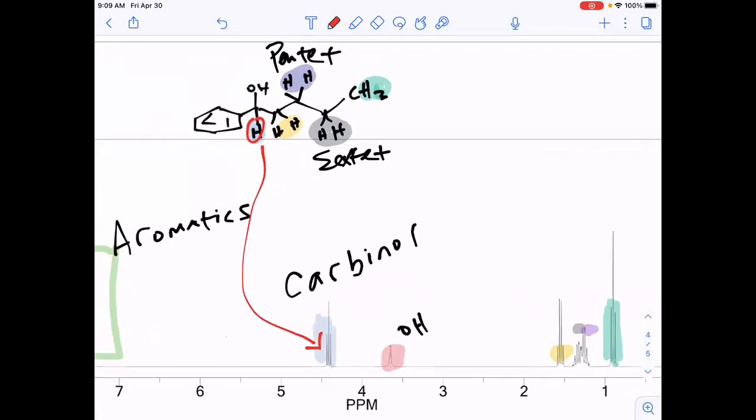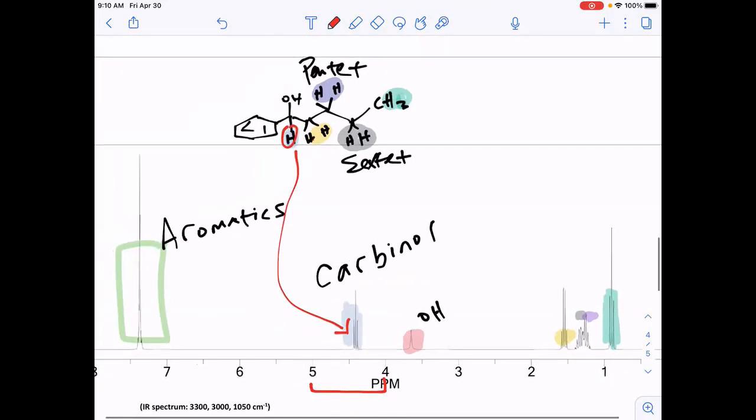And if you notice where it is, it's between 4 and 5. So that's common. That type of proton that's adjacent to an OH group like that is always going to show up in that range between 4 and 5. The aromatics, which are down here, are always going to be in the same range, somewhere between 7 and 8.5. So if you know those ranges, it helps.